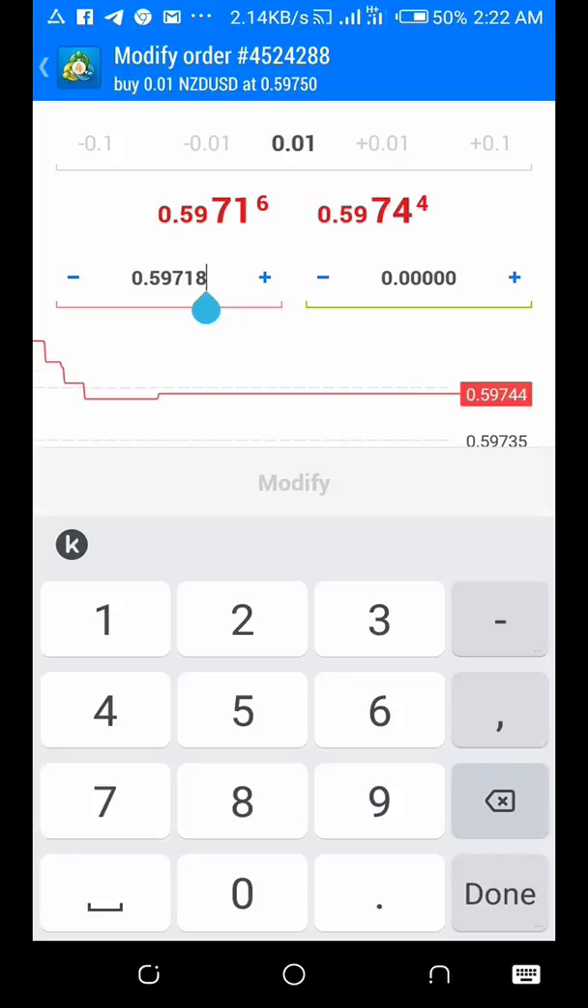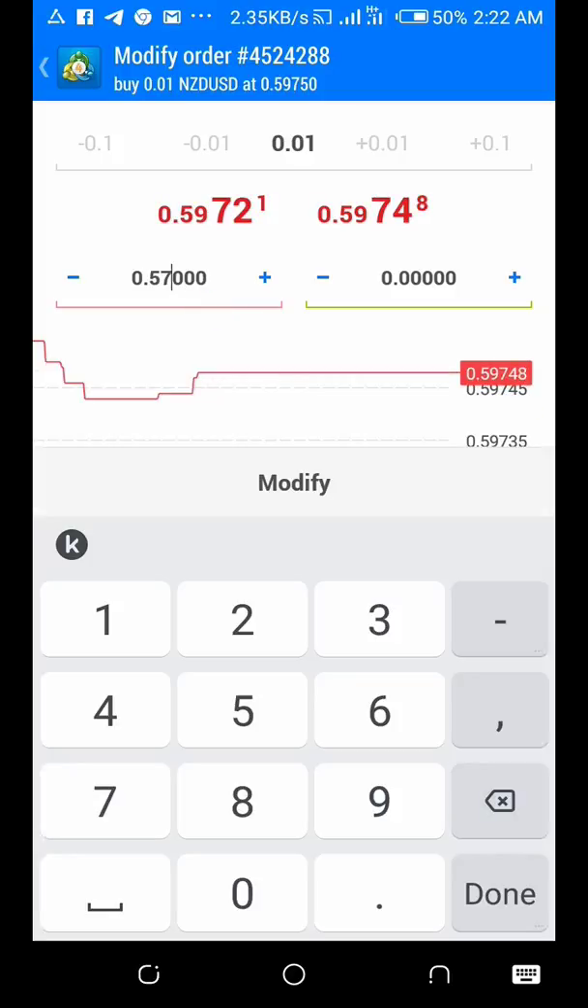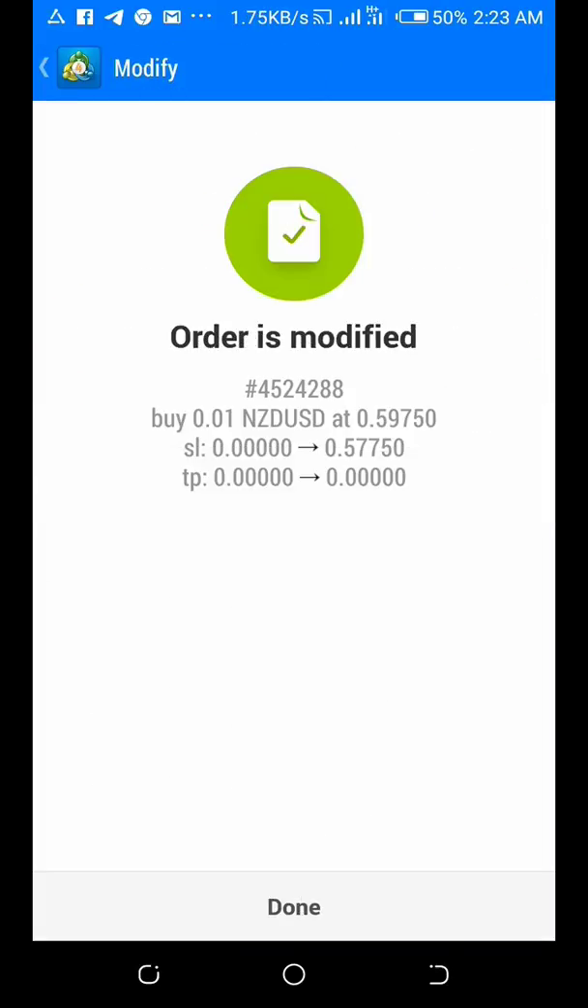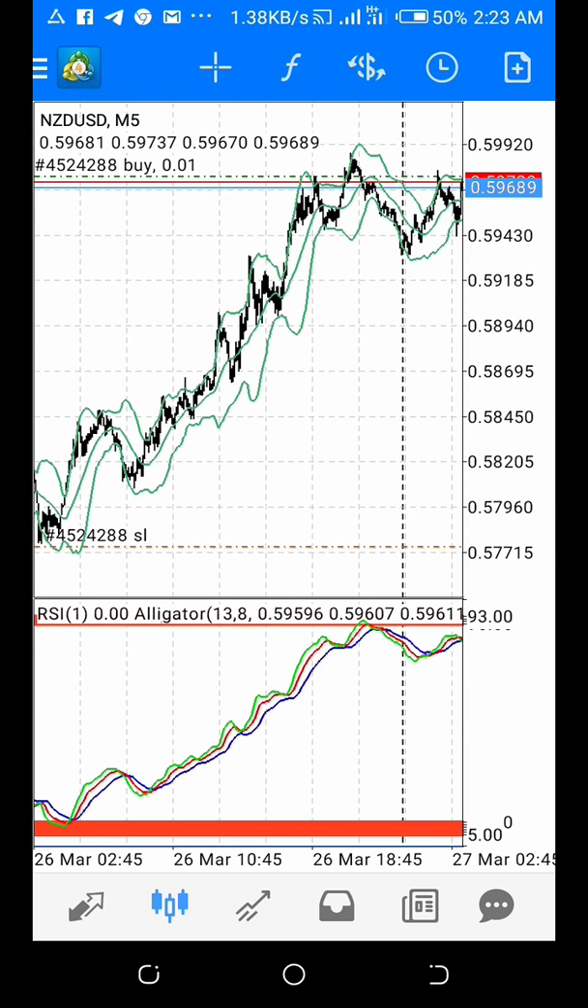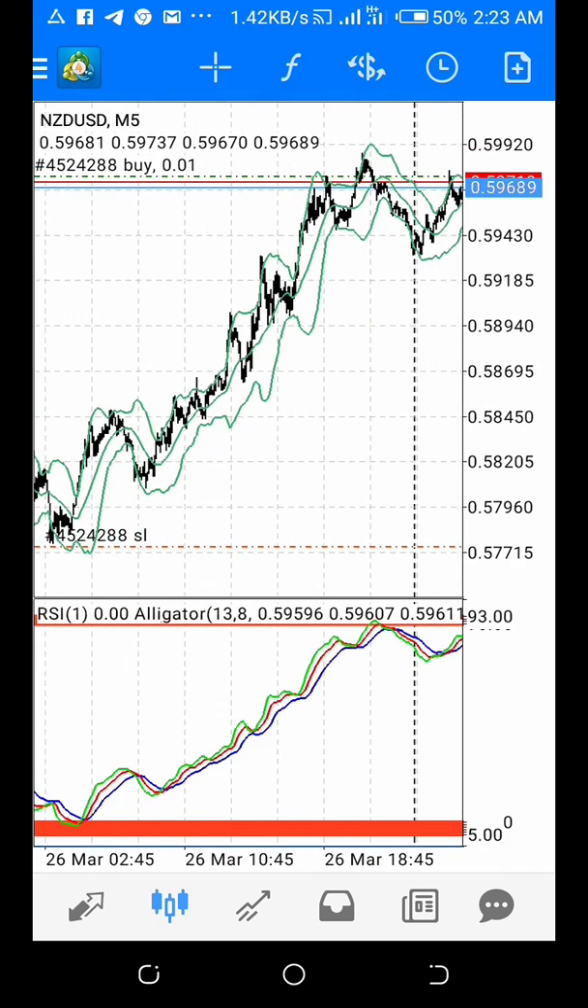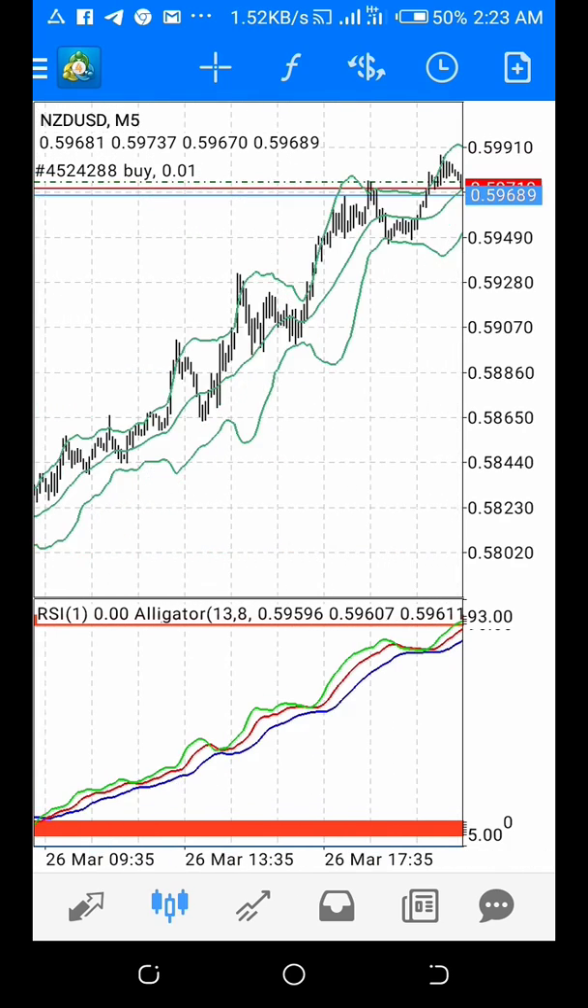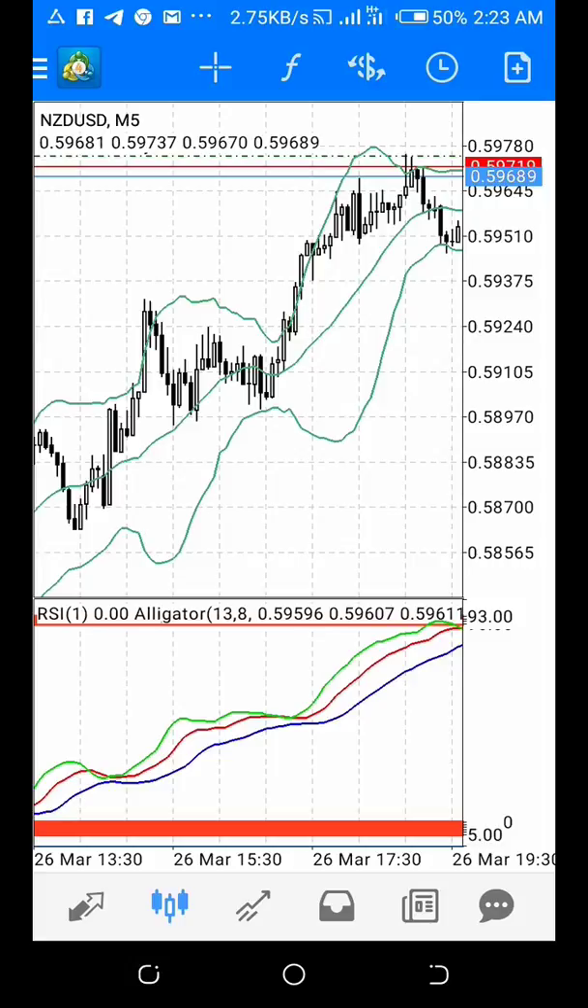So 0.57750. I already told you that whenever you are calculating your pip and point, you don't use the number before the decimal point. You make use of the number after the decimal point. So I put my stop loss at 200 pips. You can see it here, SL.